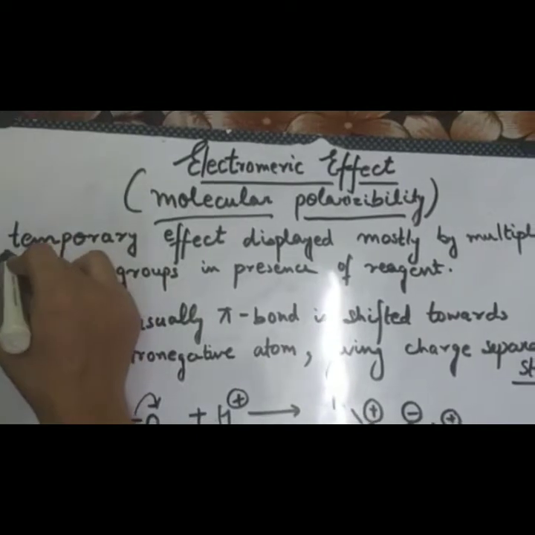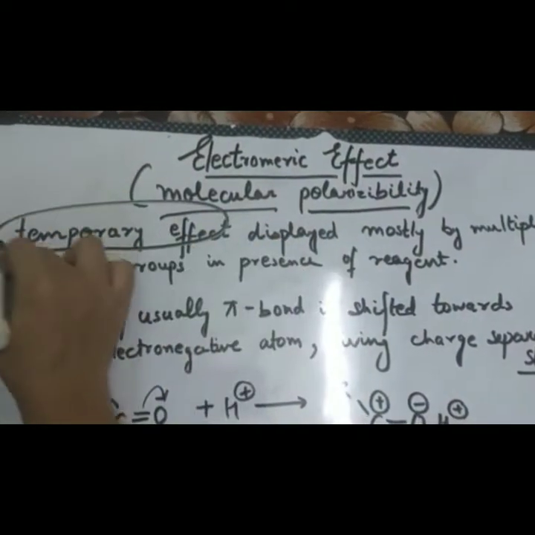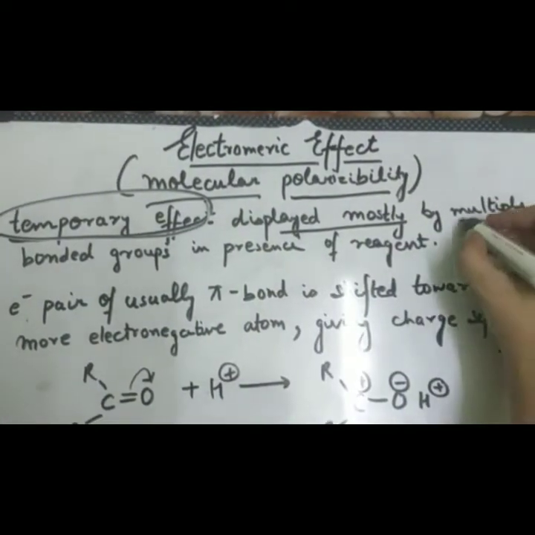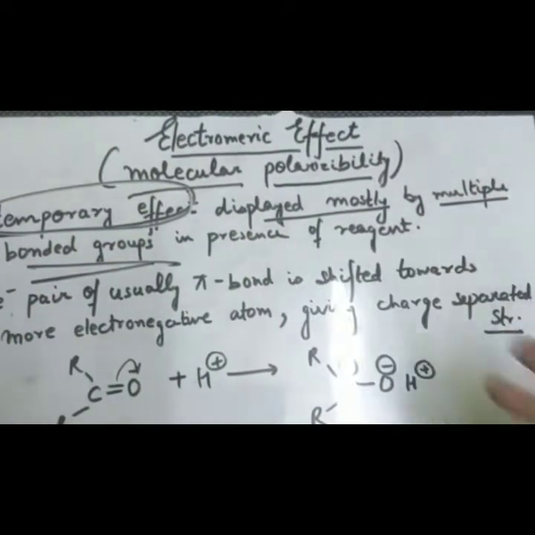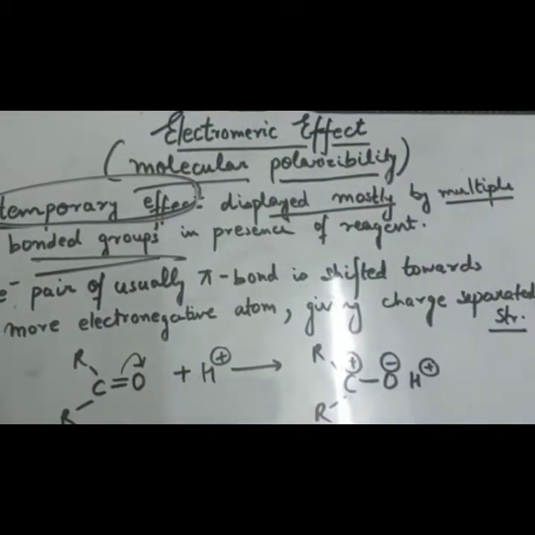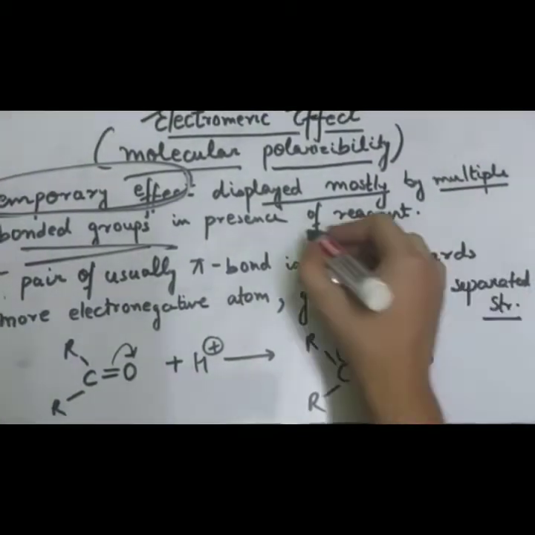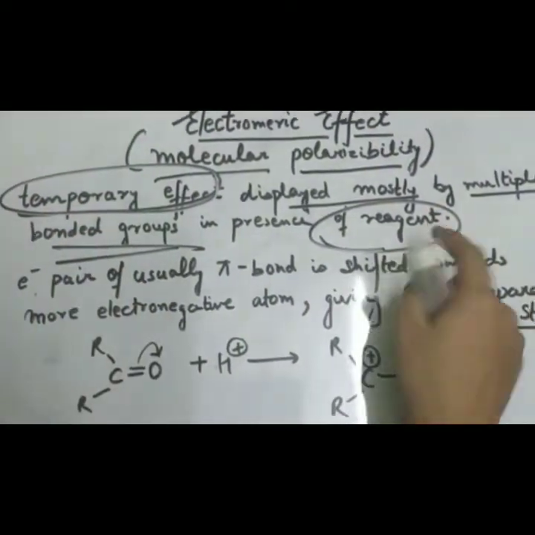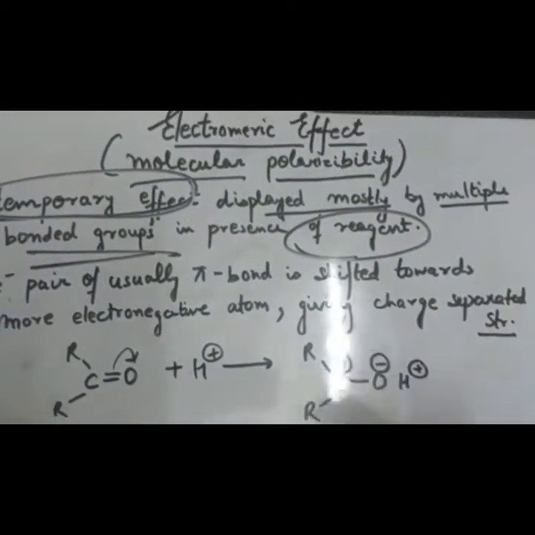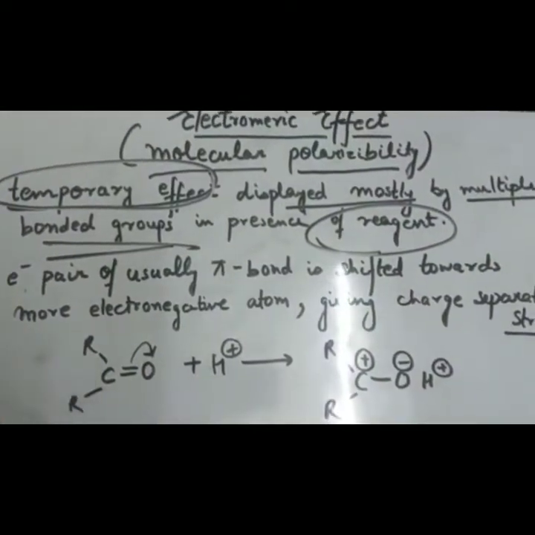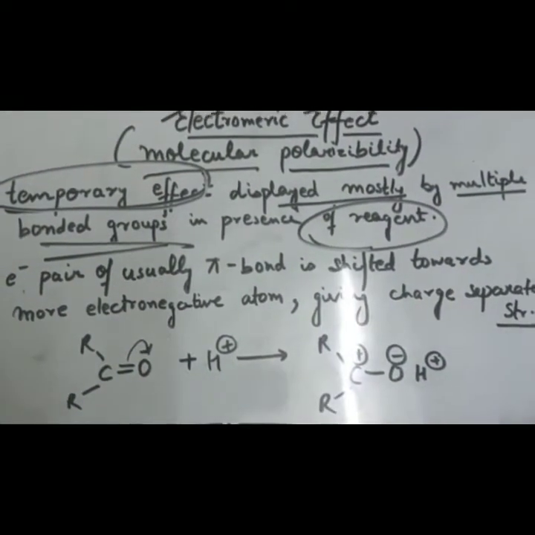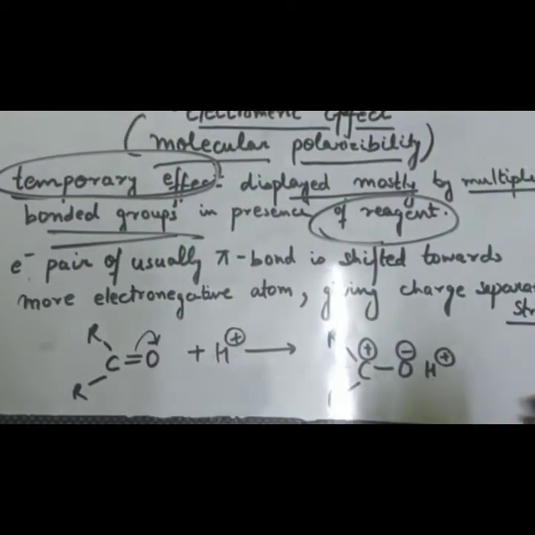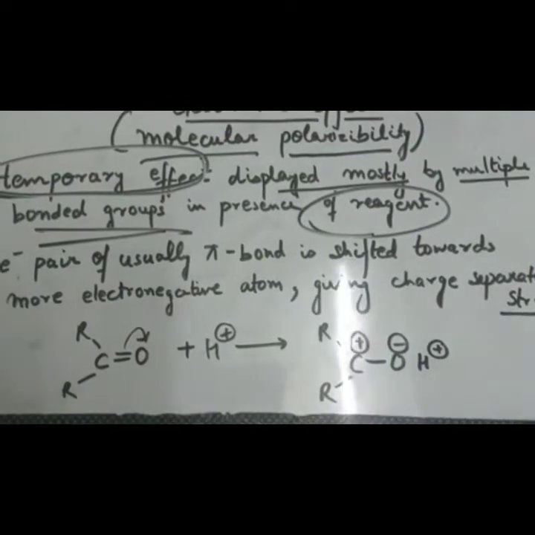It is first of all very important to note it is a temporary effect, displayed mostly by multiple bonds, multiple bonded groups, either triple bond or double bond, in the presence of a reagent. And since it is a temporary effect, as soon as the reagent is withdrawn from the reaction, that effect completely diminishes. We will see it later also. So the first point is it is a temporary effect.